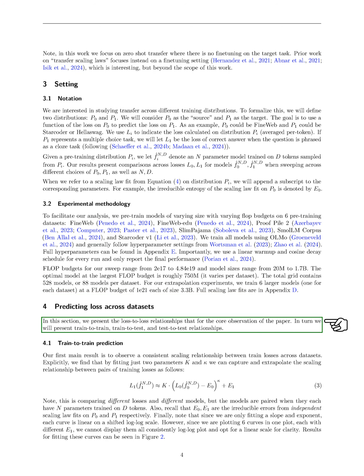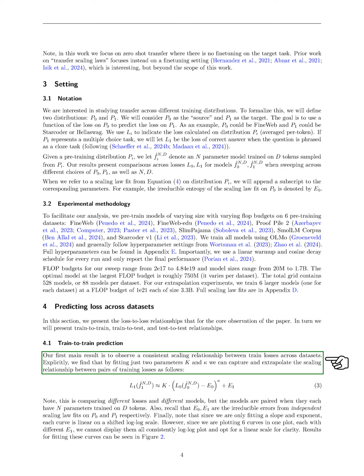Next, we present the relationships between losses, which are central to our findings. We explore train-to-train, train-to-test, and test-to-test relationships. Our first key observation is a consistent scaling relationship between training losses across datasets. We find that by fitting just 2 parameters, k and kappa, we can effectively capture and extend the scaling relationship between pairs of training losses.